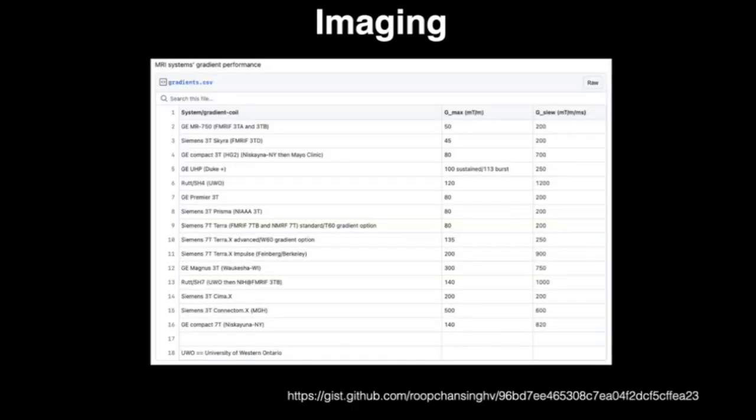I started putting this together. If you go to my GIST page on GitHub, this should be the first one there right now, so you don't have to copy the hash. We only listed Siemens and GE gradient systems here because those are the systems we have in-house, comparing both the standard clinical systems and what each of the vendors offered at one time or another for research systems.